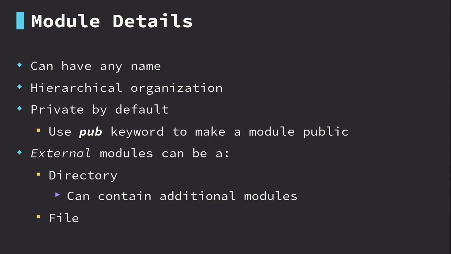Here are some details regarding modules. Modules can have any name. They use a hierarchical organization, similar to navigating through folders in a file system. All modules are private by default, and you can use the pub keyword to make a module public. External modules can either be a directory, which can contain additional modules, or they can be a file.